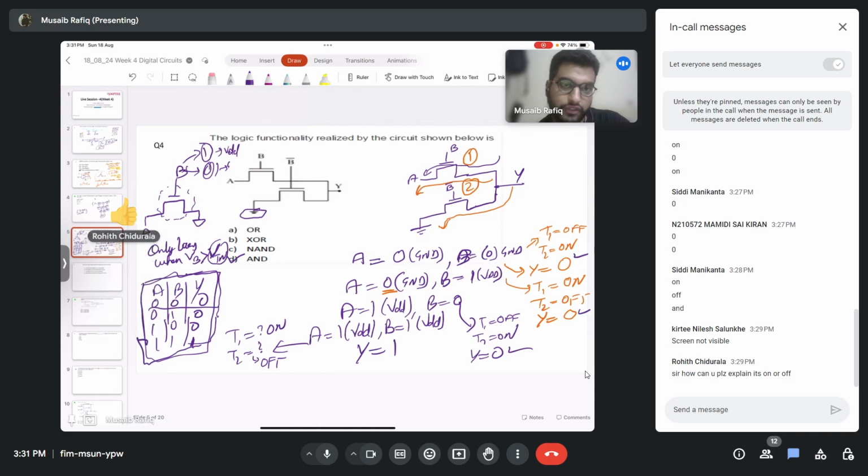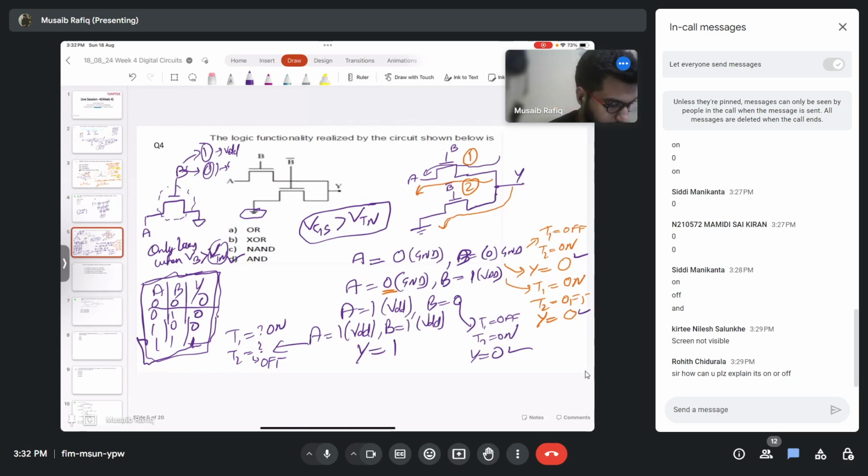And for PMOS, it will be reverse. For a PMOS transistor, my transistor is on if I apply a low voltage. Basically, ideally, what should be the case? We say VGS should be greater than VTN for NMOS. And for PMOS, I think we can say VGS should be less than VTP, where VTP is some negative number.